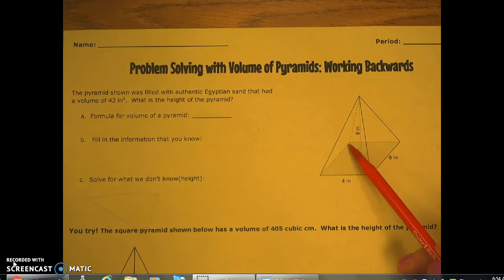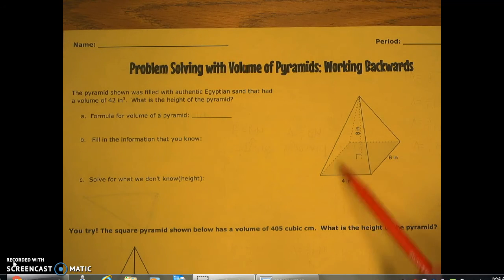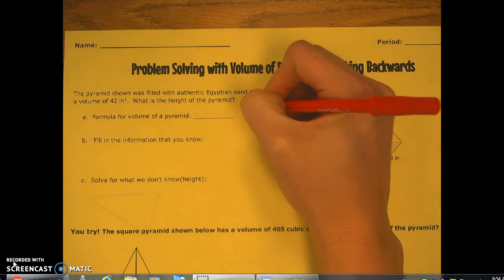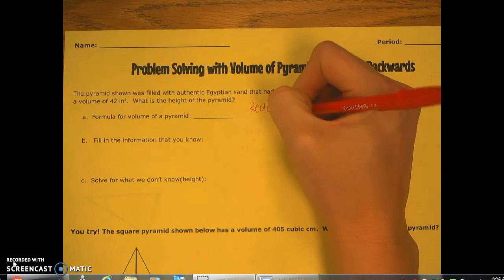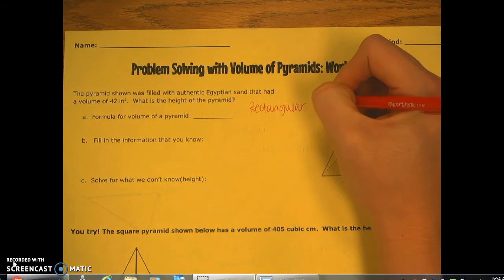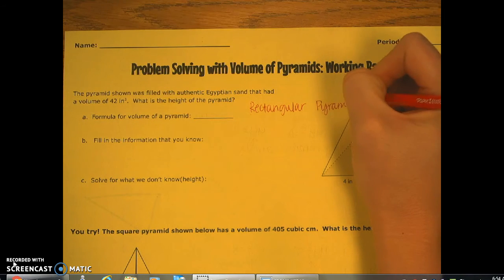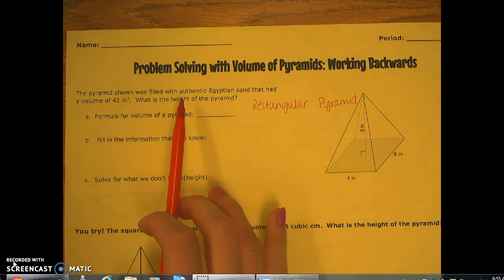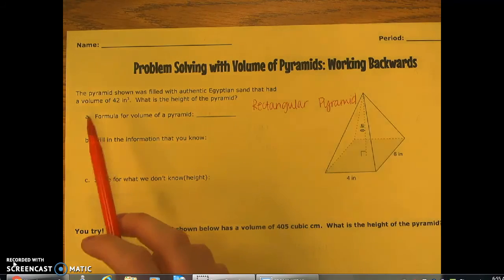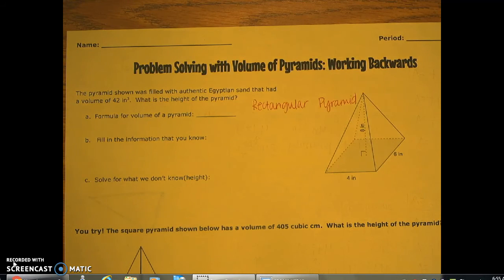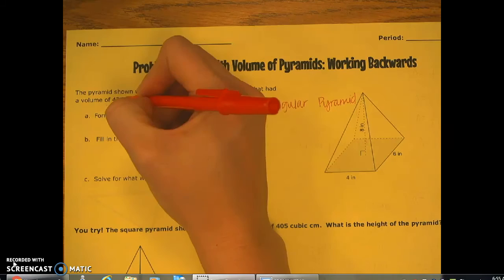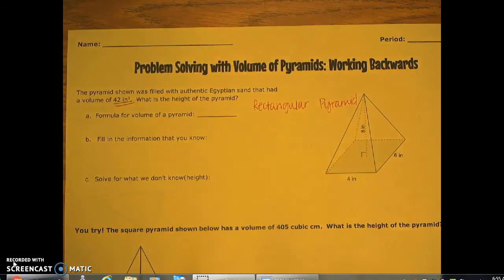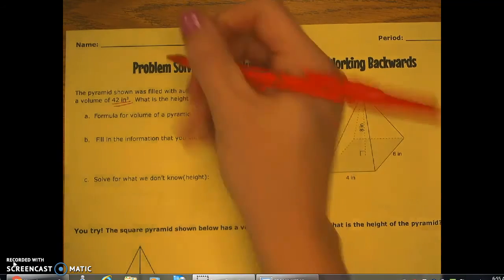If I look at the base, I can tell it's a rectangular pyramid because the bottom is a rectangle. So I'm just going to write that down. And it tells us that the pyramid shown was filled with Egyptian sand that has a volume of 42 cubic inches. So it's telling us the volume right now is 42. And it says what is the height.